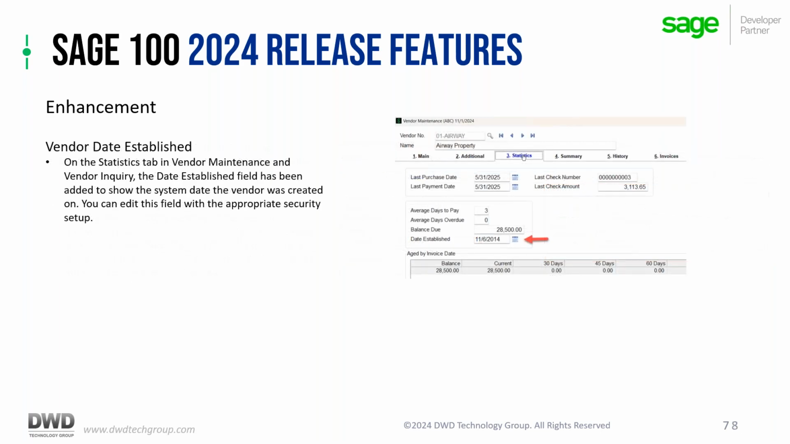This is a weird one. I'll be honest, I didn't even know it wasn't in there. My brain thought it should have been. In Customer Maintenance, we all know there's a date established field. I didn't know that wasn't a vendor field too. Kind of surprised me. They've added it, and you can edit this field with appropriate security, and say when the vendor was established. You always have date created, but established works a little differently. I think it's based off first transactions, etc.